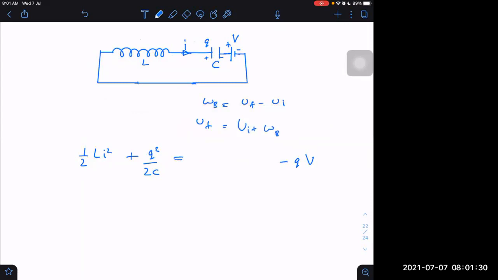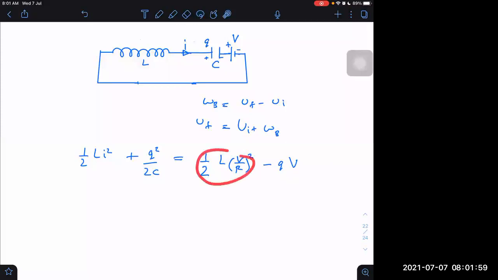Is it final energy on the left hand side or not? Yes, the final energy. Then what is on the right hand side? On the right hand side we will get the initial energy: half L into (V by R) whole square. It was V by R, correct? Half L (V by R) square, and there was no energy in the capacitor at that time. Only this was here. This is the equation.